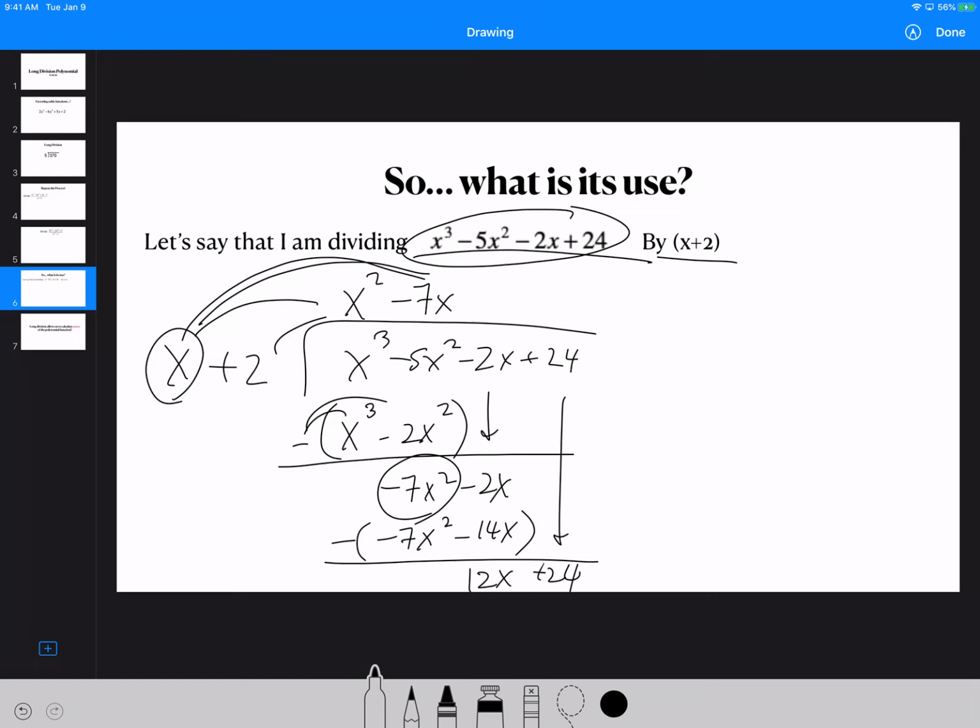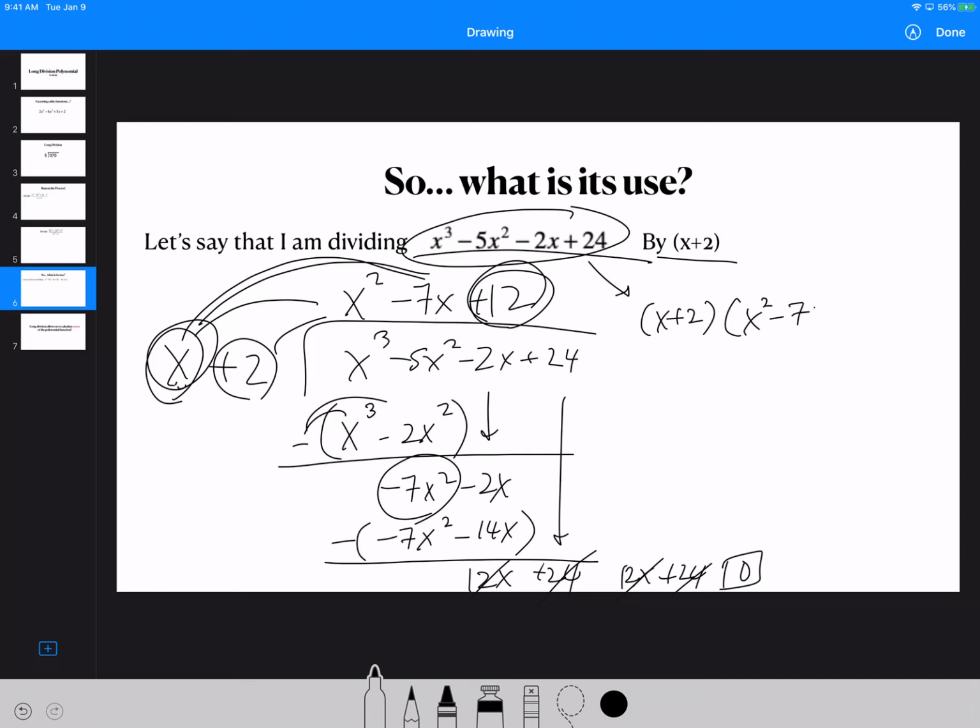Bring down the plus 24, and then how many times can x fit in positive 12? Well, 12 times. Here I ran out of space, but x times 12 becomes 12x, 2 times 12 becomes plus 24, and when you subtract them, all of these will cancel out, and you get a remainder of 0. So what does that mean? This is simply x plus 2 times our quotient, which is x squared minus 7x plus 12.